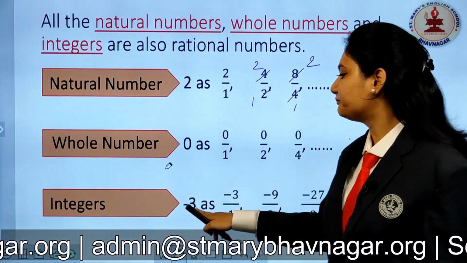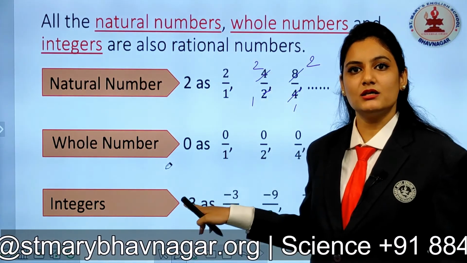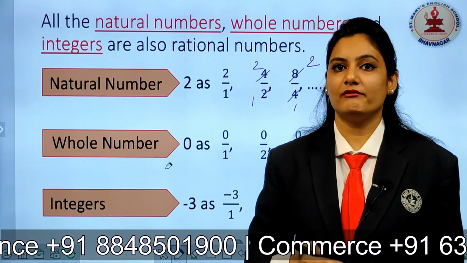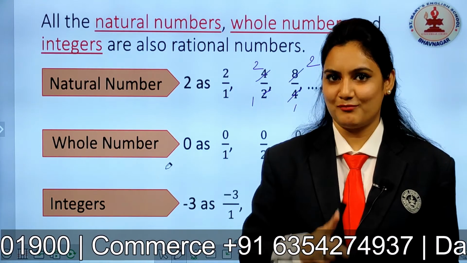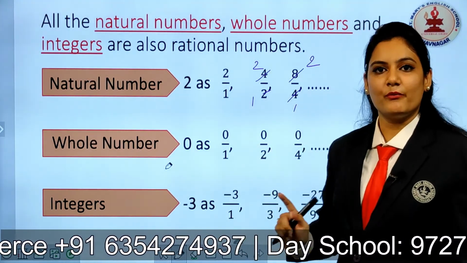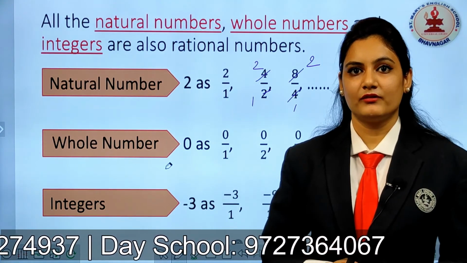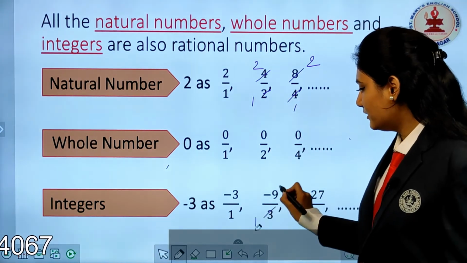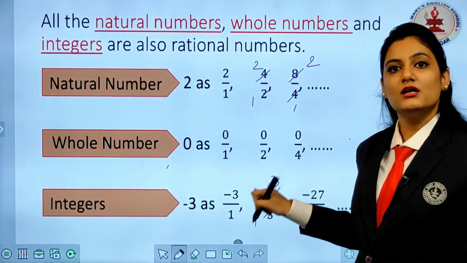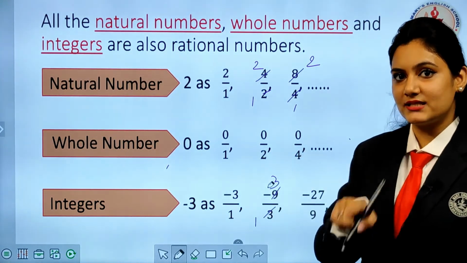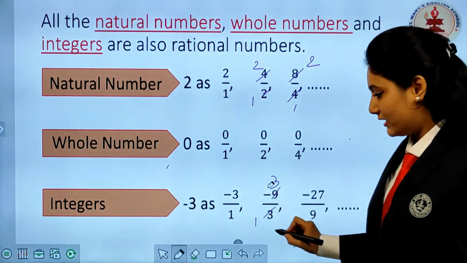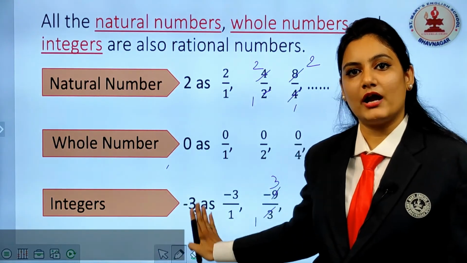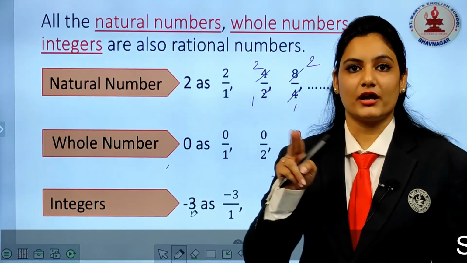Now next, integers. For integers we have taken one example, -3. Now how can we write -3 as a rational number? If I divide -3 by 1, will I get the answer 3 or -3? -3. Then -9 upon 3. Can I simplify? In the table of 3, is 9 coming? Yes, it is coming. So 3 ones are 3 and 3 threes are 9. So the answer is -3. In the same way, in the table of 9, is 27 coming or not? Yes, it is coming. So 9 threes are 27. So the answer is -3. -3 we can write in this form, that is, in the rational form.